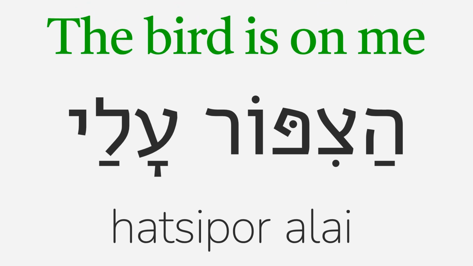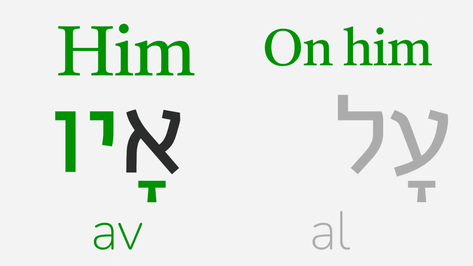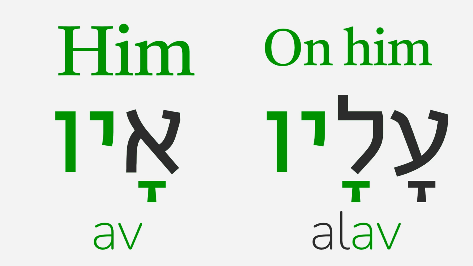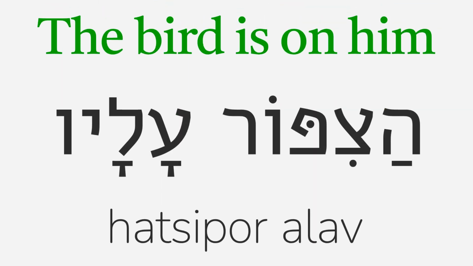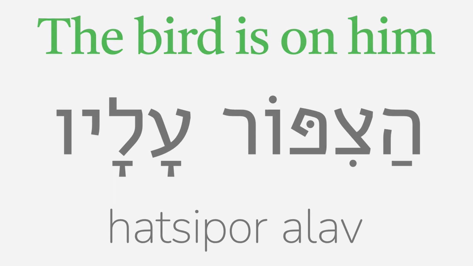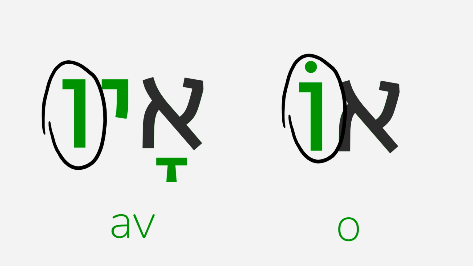Hatzipor alai. The him suffix in this group is spelled with a kamatz, yud, and vav, but the yud is silent, so the suffix is just pronounced av. To say on him, we take al and add av, alav. Hatzipor alav, the bird is on him. Hatzipor alav. Just like the other him suffix, o, this suffix is spelled with a vav.